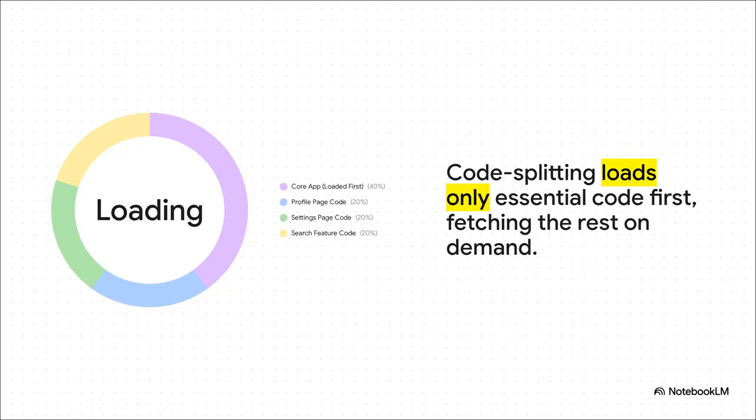React also helps developers be smart about what code they send to you. Instead of sending one giant file with the code for the entire website, it uses a technique called code splitting. With this approach, your browser only downloads the core code it needs to start. Then, when you navigate to, say, your profile page, it loads just the code for the profile page. This makes that initial load time way, way smaller.